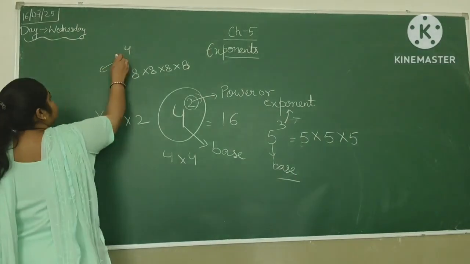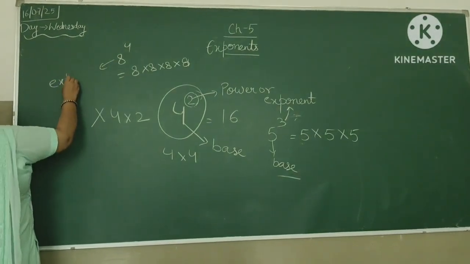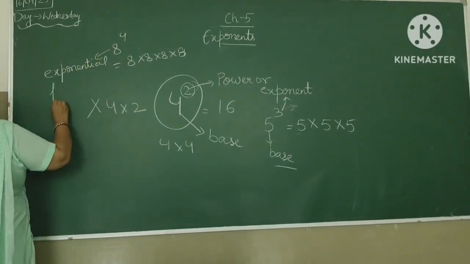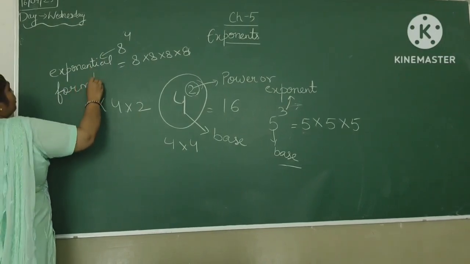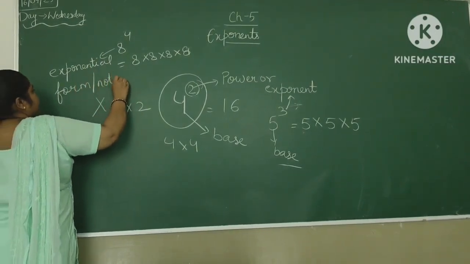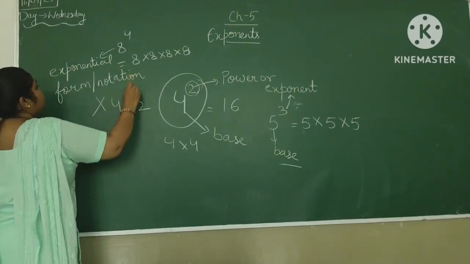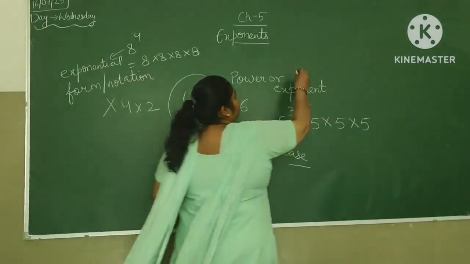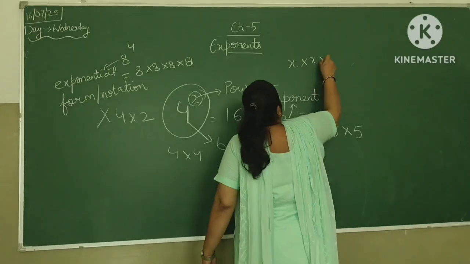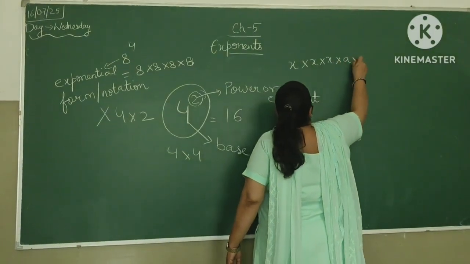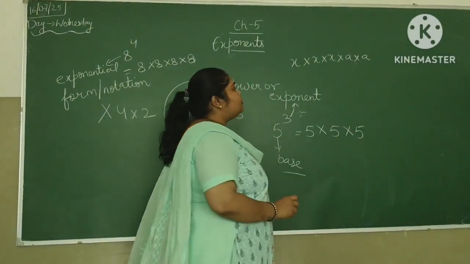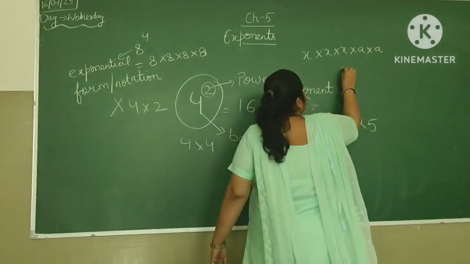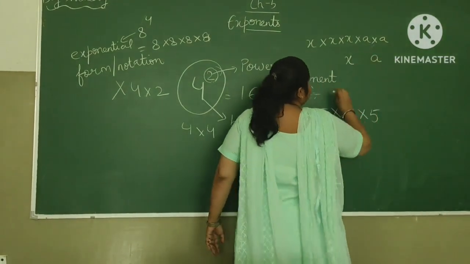Now, understand what this form is called. This is called exponential form, or exponential notation. Sometimes you get questions like, for example, x into x into x into a into b, and you have to write this expression in exponential notation. How will you write it? There are two variables, x and a.